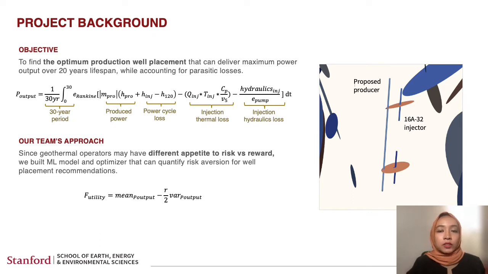Our team approached the problem by understanding that different geothermal operators might have different appetites for risk versus reward. Therefore, while presenting our recommendation for the most optimum well parameters and well placement parameters, we have to be able to quantify the risk aversion of the decision maker. To quantify that, we present you this utility function right here, in which R is the risk aversion factor.